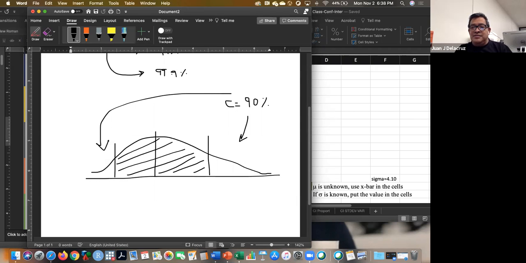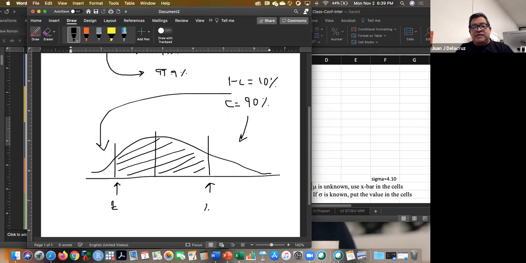And because I have 2 tails, we are going to divide what is left. Remember that if I subtract this 90% from 1, which is the area under the curve, I'm going to get what is left. So 1 minus C is going to be what is left. In this case, it is 10%, right? And because the area that I am going to be analyzing falls between 2 different points, I'm going to call these points the critical points, right? The critical point is nothing else but the z-score.